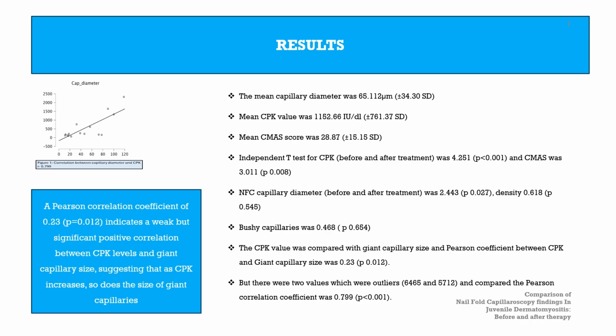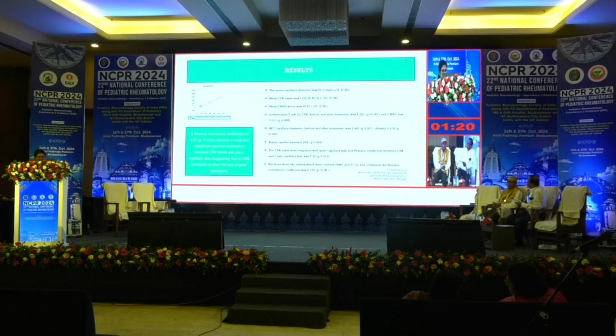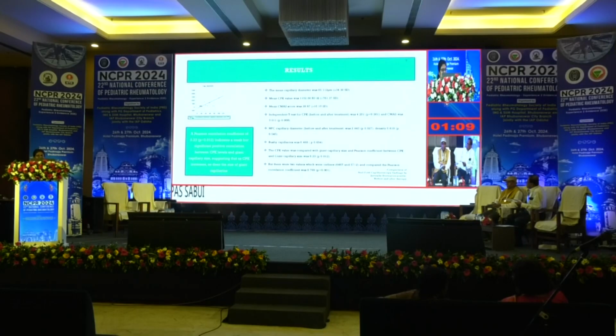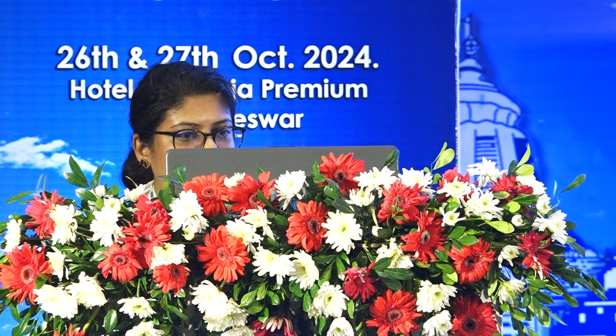Mean CMAS score was 28, and the independent t-test for CPK, that is the change of CPK before and after treatment, was significant, and the capillary diameter size change was also significant. We did not find the change in the density significant, but the number of bushy capillaries was significant. And for the change in the CPK values, after excluding 2 values which were outliers, we were able to see that it also correlated, and the coefficient in change was also significant.